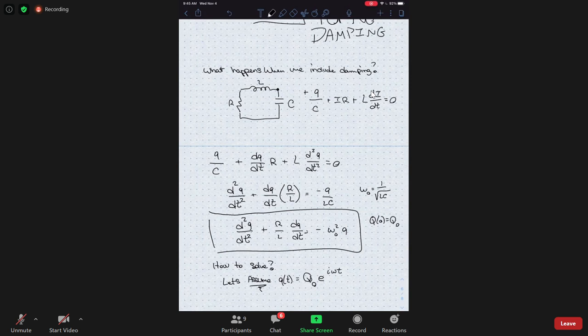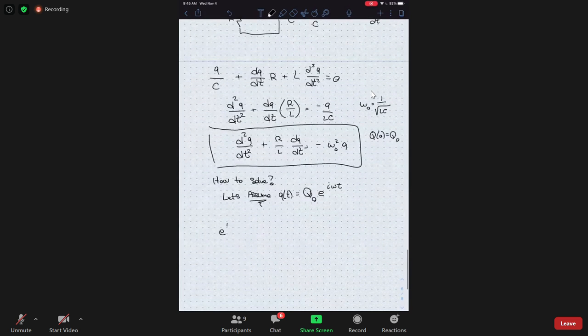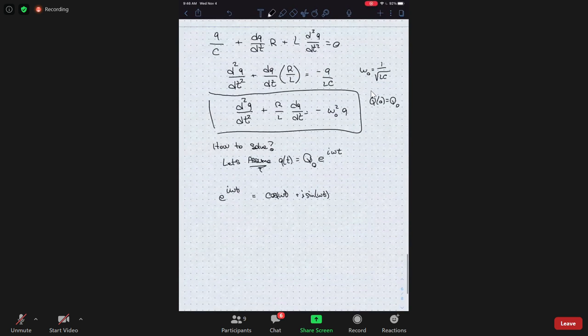I don't know if you've seen it already, but e to the i omega t is essentially cosine omega t plus i sine omega t. It's just sines and cosines, just representing it in a different form. This is Euler's identity here. Okay, so now let's throw this into the differential equation.